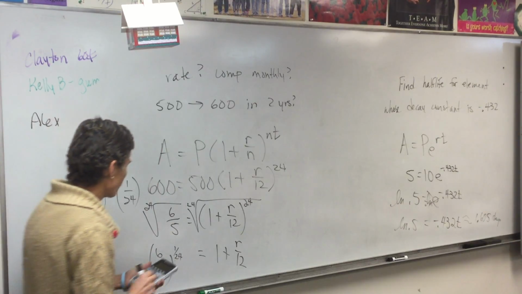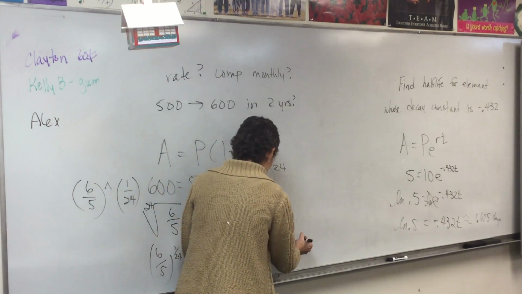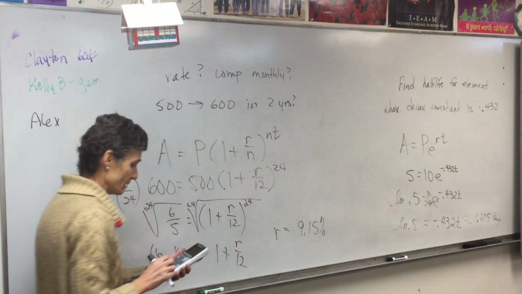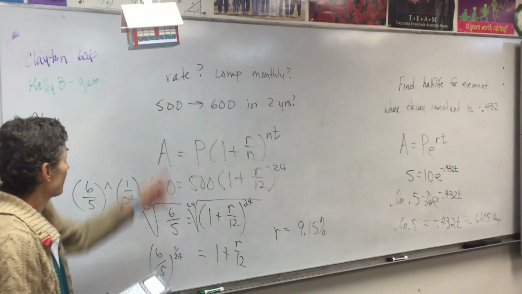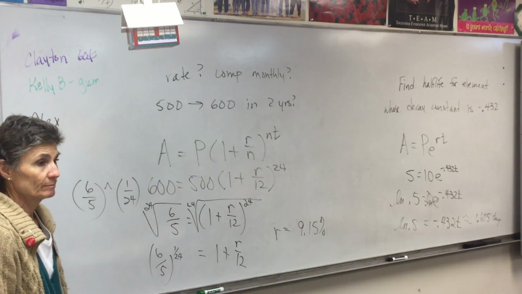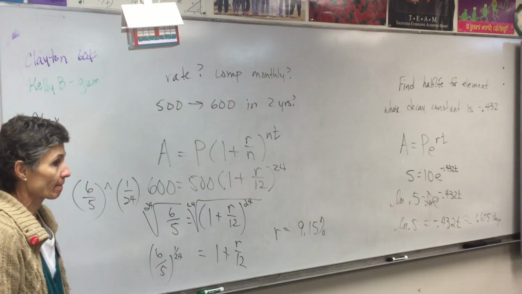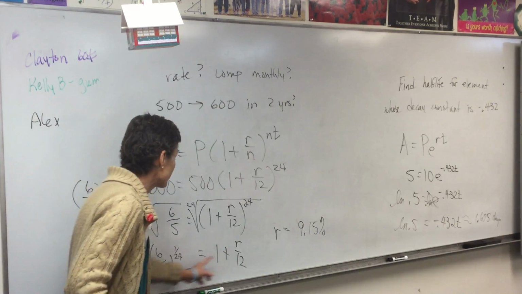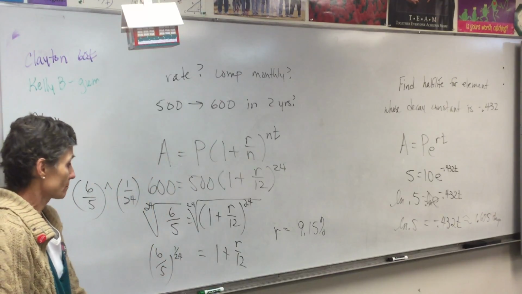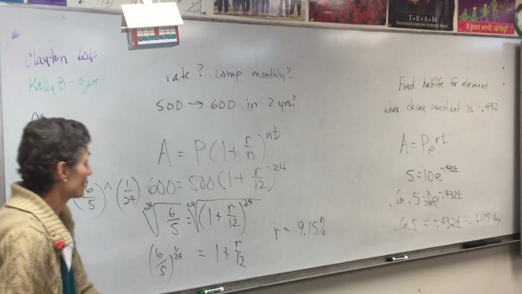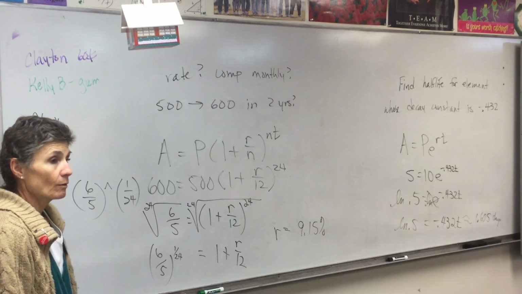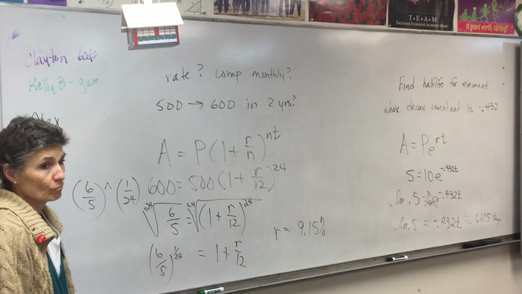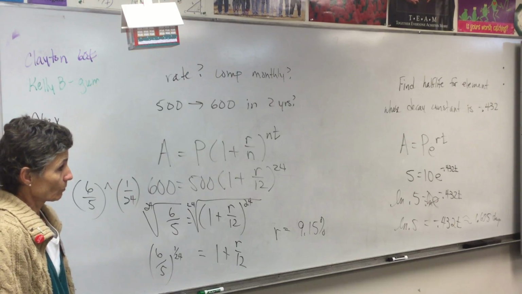So the question was, what is the interest rate necessary? I need about 9.15% to make that happen in 2 years. So we could multiply by 12 and then subtract 12. If you multiplied everything by 12, including that, yep. Okay, all right, what else? What else do we have?